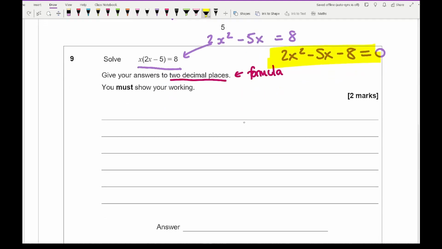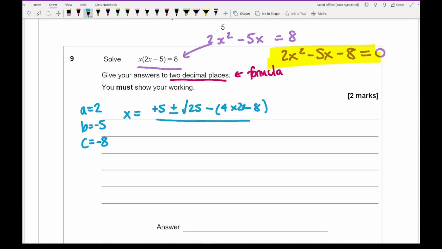So then using the quadratic formula, I get a equals 2, b equals minus 5, and c equals minus 8. So then substituting numbers in, I get minus 5, which is positive 5, plus minus 25 squared is 25, minus 4 times 2 times minus 8, all divided by 2 times 2.